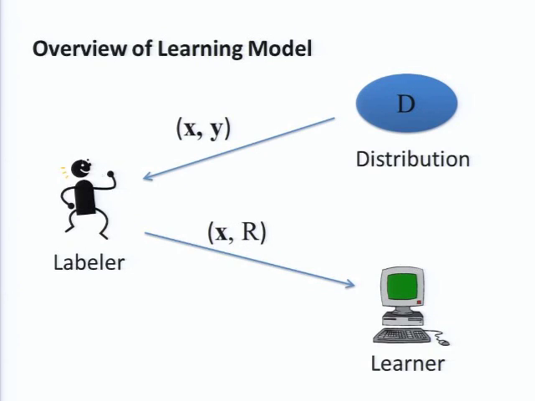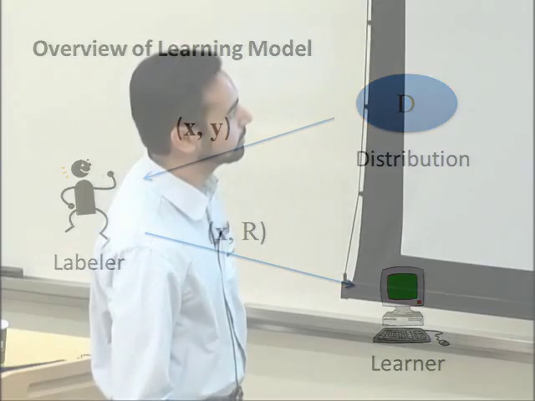But just to recap, this is the learning model. Again, a training set x and y is drawn independently from some distribution. The labeler looks at that training set, replaces the labels with this regularizer function, and then that is the only information that the learning algorithm sees.